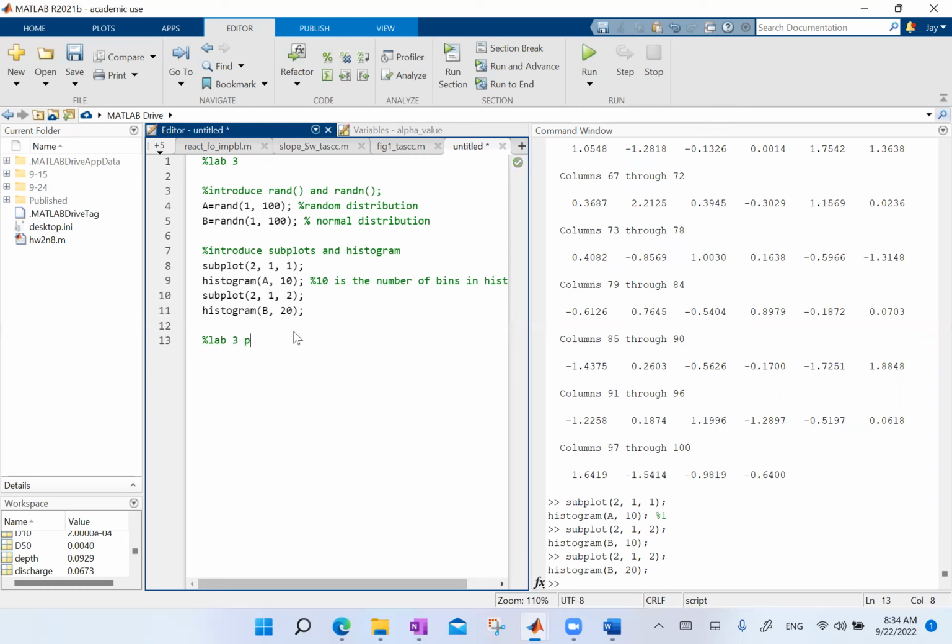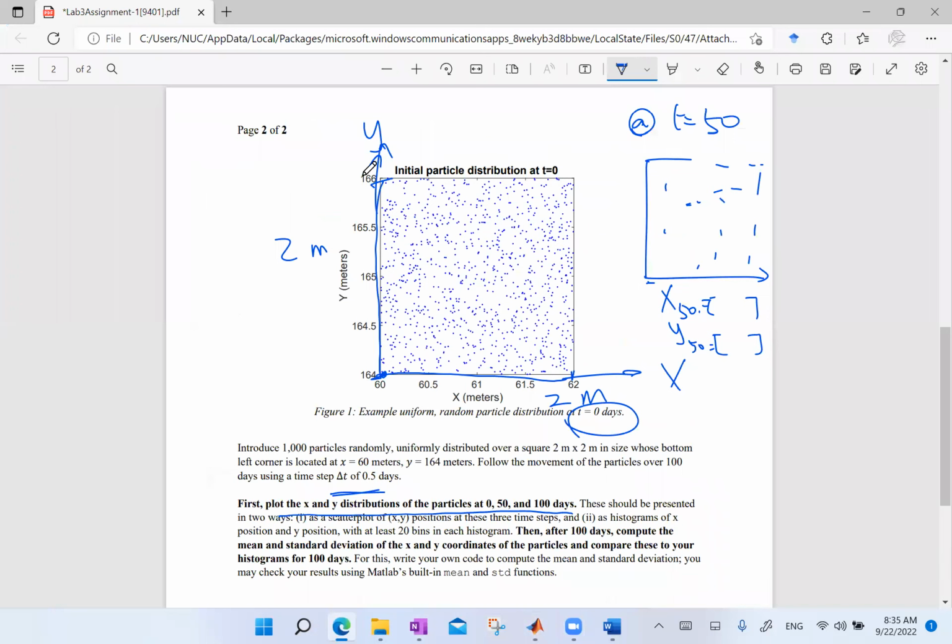Lab 3, part 1. So the first thing we're going to do is we know that there's going to be 1,000 particles that are going to be distributed. And then we're going to have the time step, which is 0.5 days. And then we want to plot, let's see, where was it? Yeah. So basically we want to generate this plot for t equals 0, right? So if you look at the plot, the bottom left corner is starting at x equals 60, y equals 164.